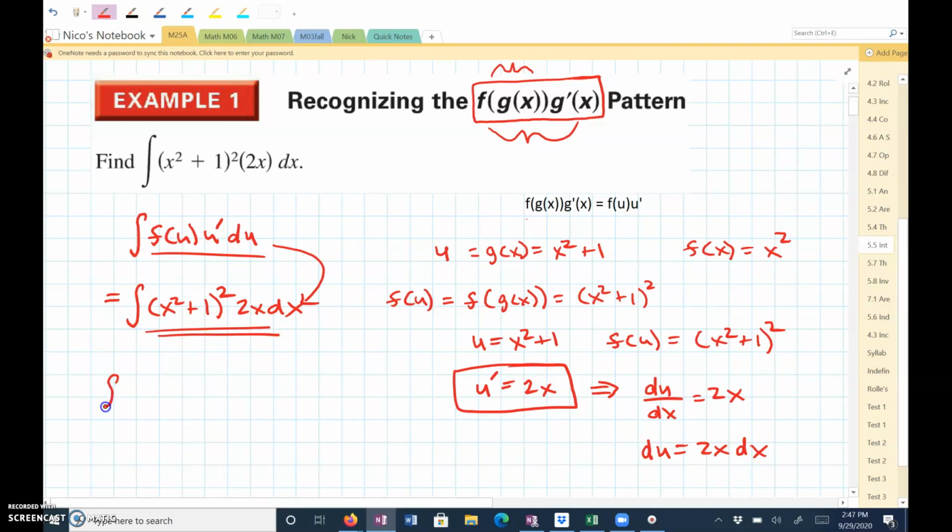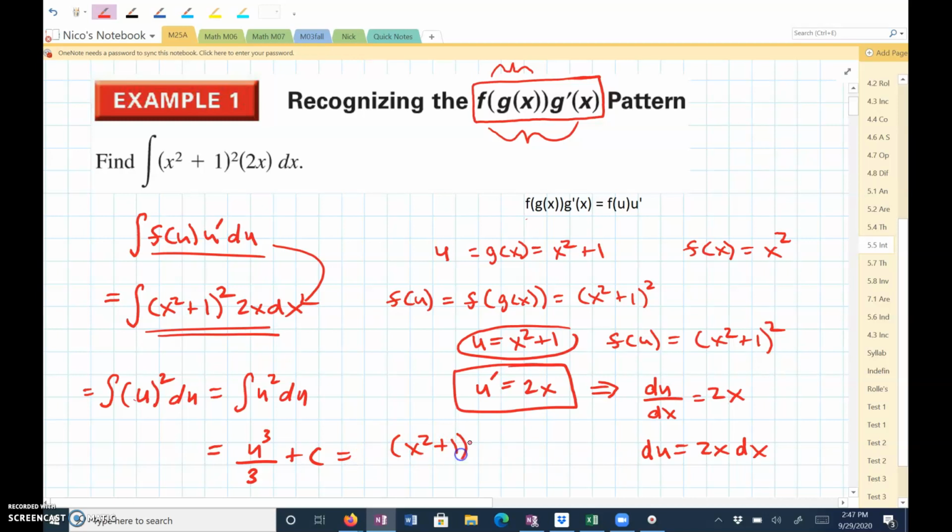So now looking at our original problem, x squared plus 1, I'm going to call that u squared. 2x dx, I'm going to call that du. And now I can take the antiderivative of u squared du, which would be u cubed over 3 plus c, where u is x squared plus 1, cubed all over 3 plus c.